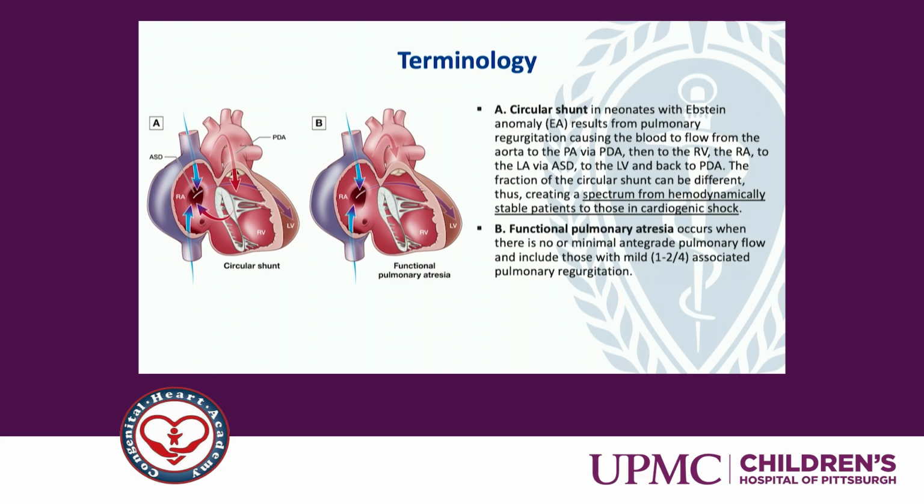Terminology. Circular shunt in neonates with Ebstein anomaly results from pulmonary insufficiency causing the blood to flow from aorta to the pulmonary artery through PDA, then to the right ventricle through tricuspid valve, into the right atrium, ASD, into the left ventricle and back to aorta. It is important to emphasize that the fraction of the circular shunt can be different, thus creating a spectrum from hemodynamically stable patients to those in cardiogenic shock.